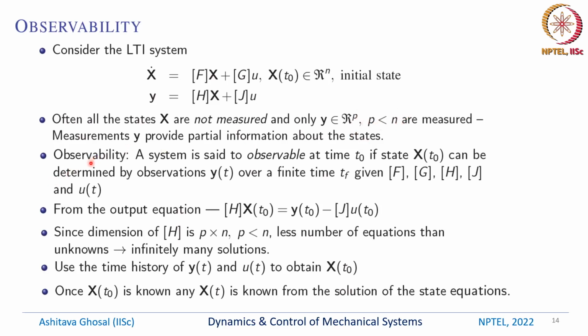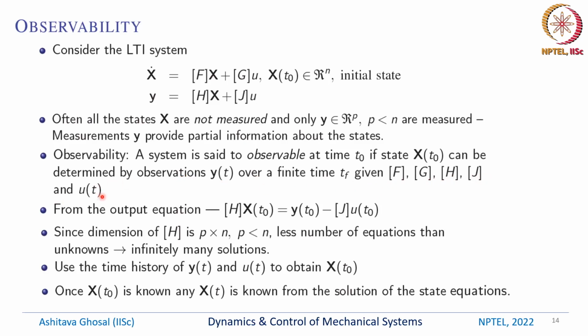So the basic notion of observability is the following. A system is said to be observable at time t0 if the state x of t0 can be determined by observations y of t over a finite time tf, given f, g, h and j and u of t.